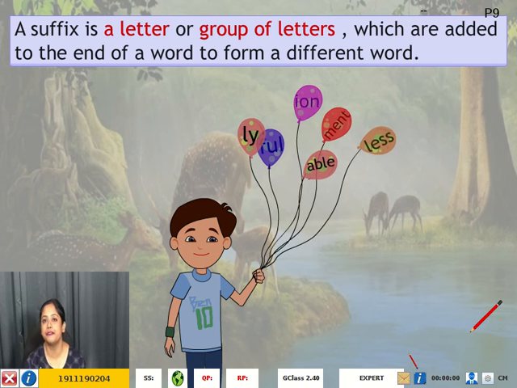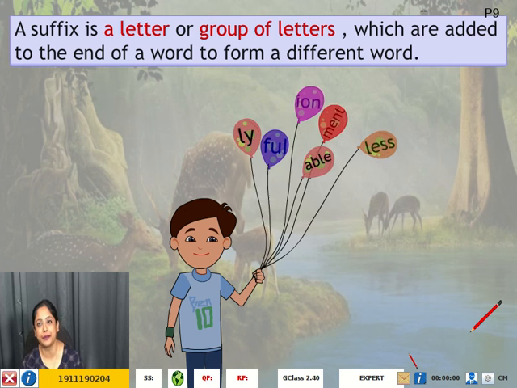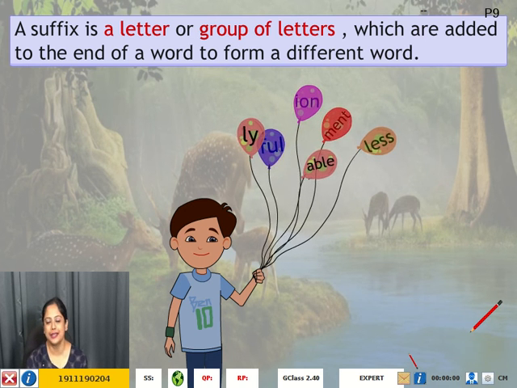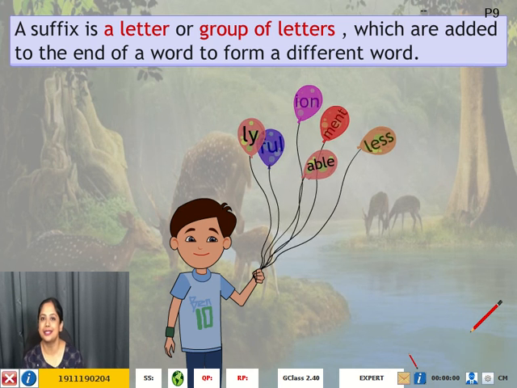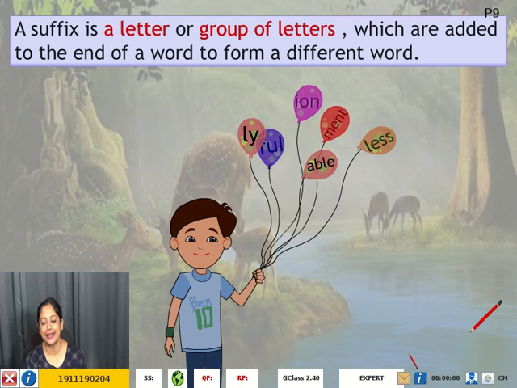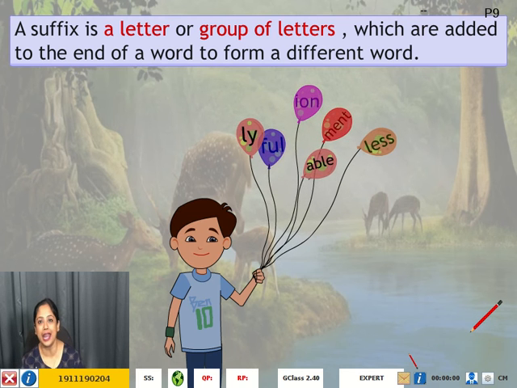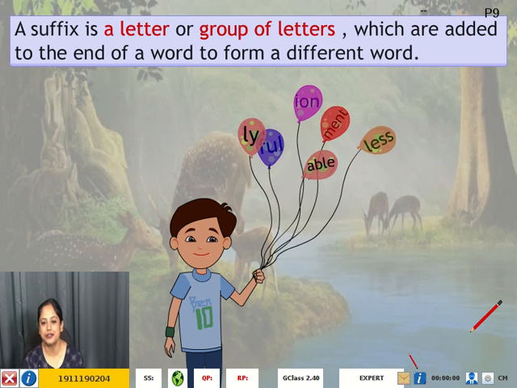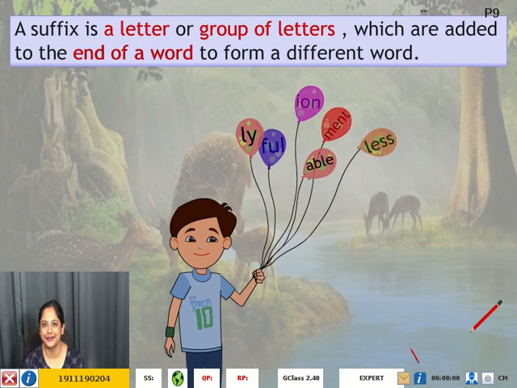A prefix is a group of letters or affixes placed before a stem of a word. Similarly, students, a suffix is a letter or a group of letters which are added after or at the end of the word to form a different word. Right?